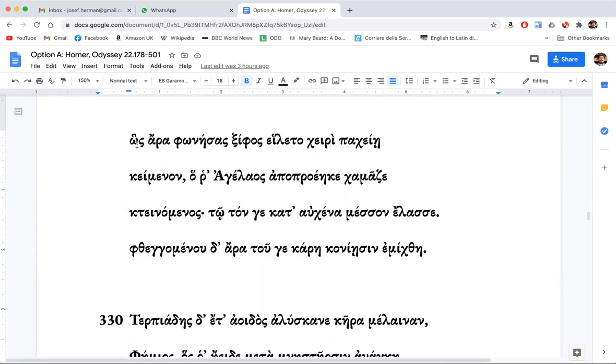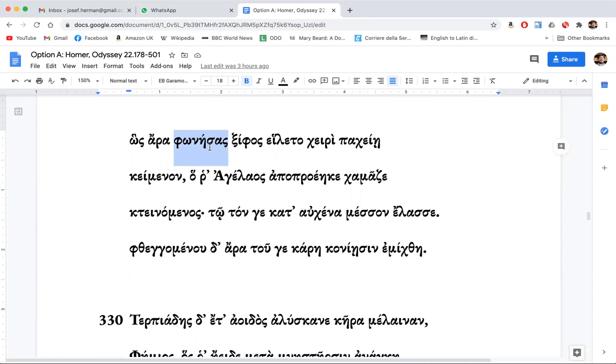And just after this speech, we get this hos ara phonesas. Now, ara here is one of those little particles that you don't need to translate. Hos means thus or so, and phonesas means having spoken, or you could say speaking or saying. It's the aorist participle. And the verb is related to the noun phone, meaning a voice, and obviously the English telephone.